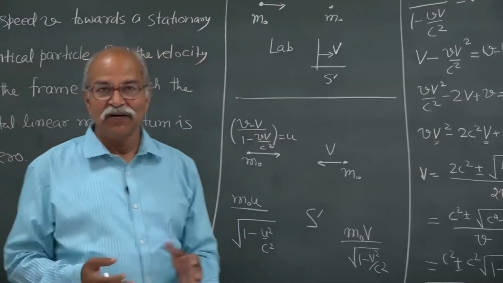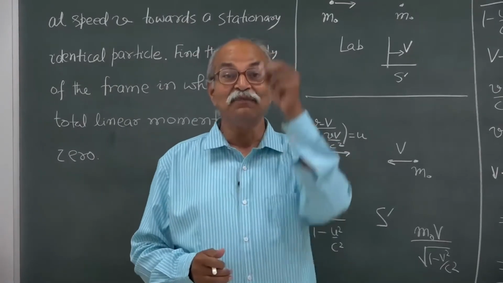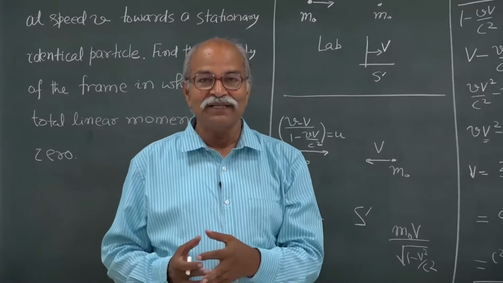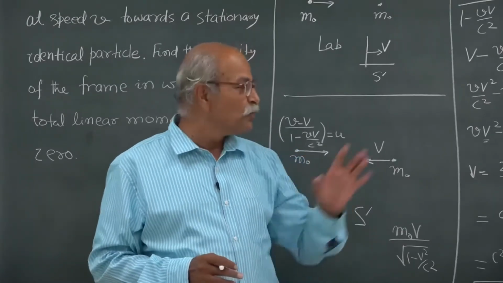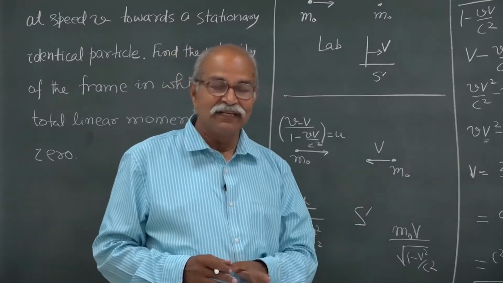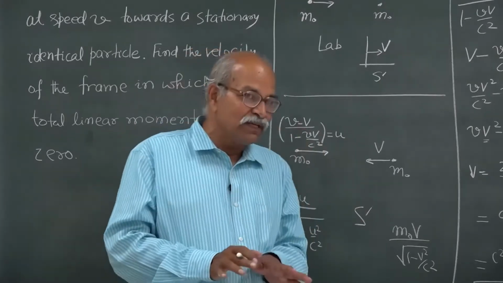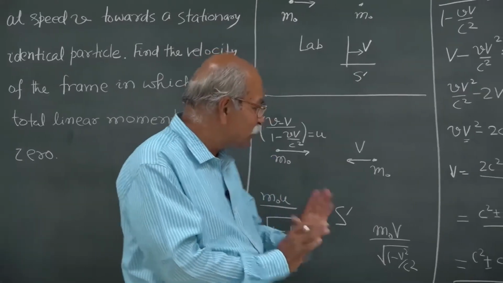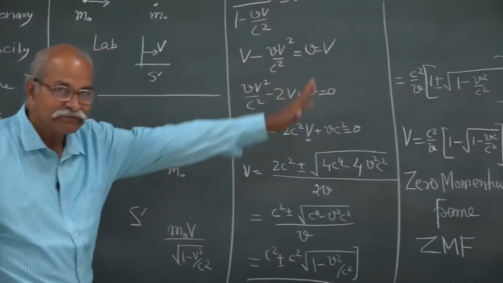In non-relativistic mechanics we used to call it center of mass frame. In the frame of center of mass, the total linear momentum is 0. So, zero momentum frame is the same as the center of mass frame. Whether you want to still have that word center of mass frame or not, I think that is your choice, but I will call it zero momentum frame.